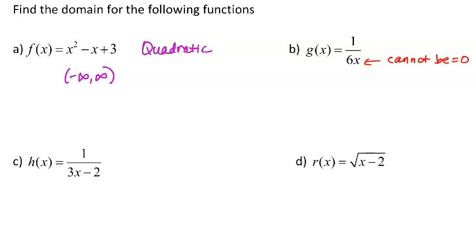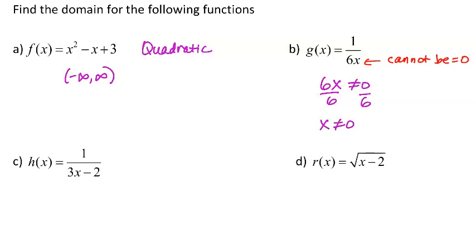So we're actually going to ignore the numerator completely. It makes no difference whether it's a constant or a variable expression. We're only going to look at the denominator, and we just want to make sure it's not equal to 0. So here 6x cannot be equal to 0, or if we divide by 6, x cannot be equal to 0.